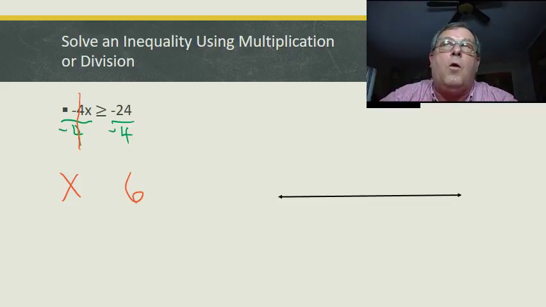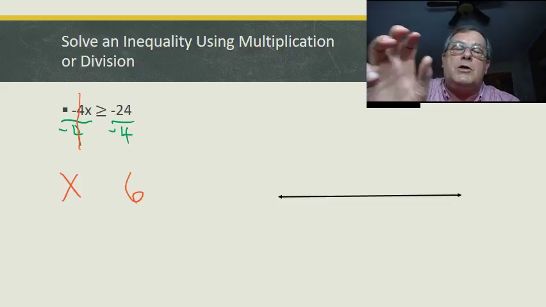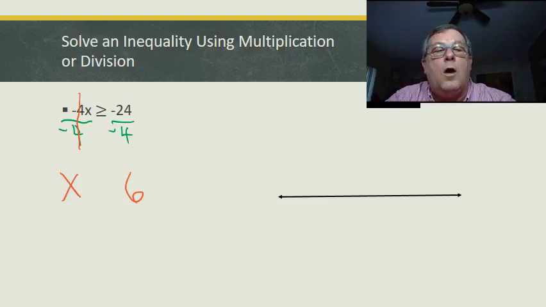Now, what about my inequality? I divided by a negative. And so when I'm dealing with inequalities, if I divide or multiply by a negative number, I have to reverse or flip that inequality symbol. So rather than greater than or equal to, I've got x is less than or equal to 6.